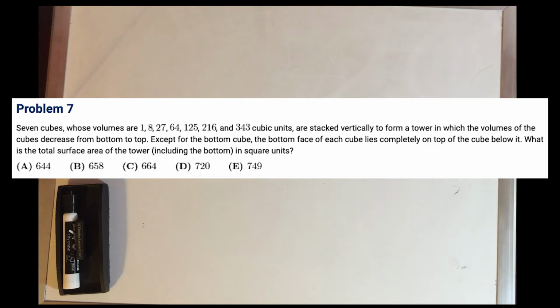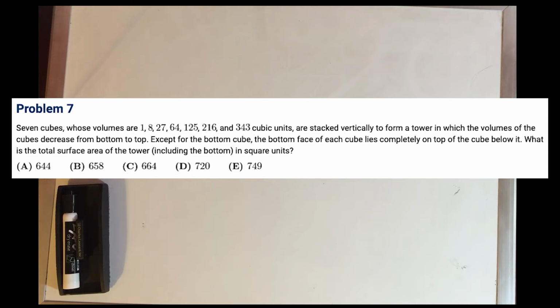So we have 7 cubes, and we're given the volumes of those cubes. They're stacked vertically to form a tower, and the volumes of the cubes decrease from bottom to top. So the bottom will have the largest volume, and the smallest volumes will be at the very top. So it'll look kind of like a pyramid shape, but with cubes stacked on top of each other.